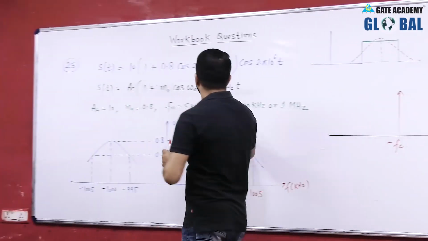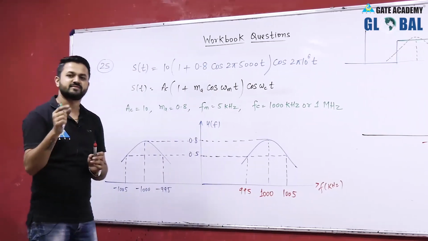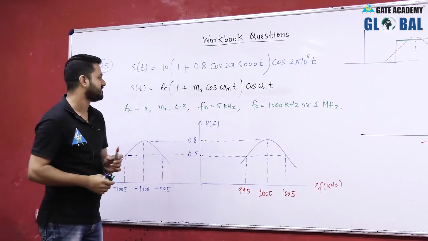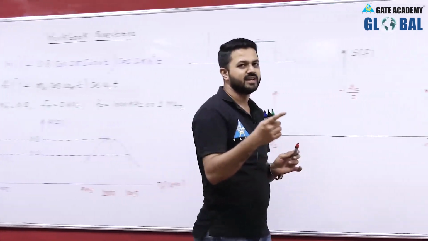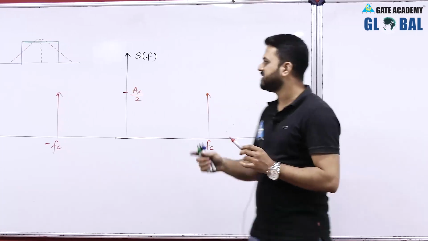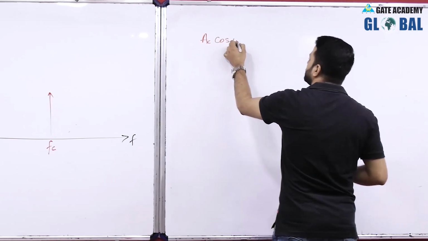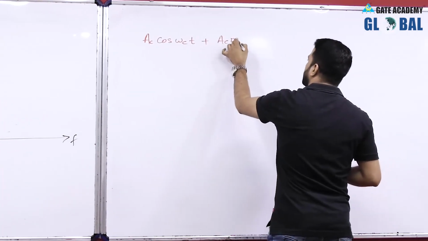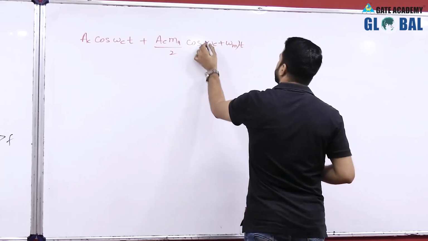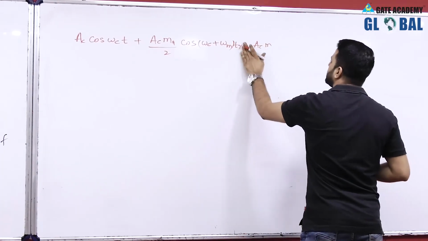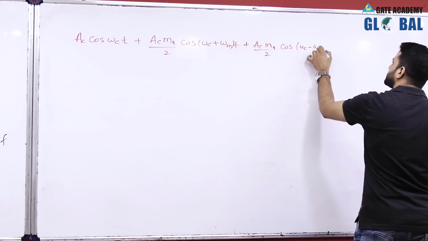Now if I multiply these two, we get cos of Fc plus Fm, that means we again get two impulses at plus minus Fc plus Fm, and its amplitude is AC Ma divided by 4, because of 2 cos A cos B, and again because of the Fourier transform we get half of the amplitude. Let us write once more: AC cos omega Ct plus AC Ma by 2 cos omega C plus omega Mt, and AC Ma by 2 cos omega C minus omega Mt.